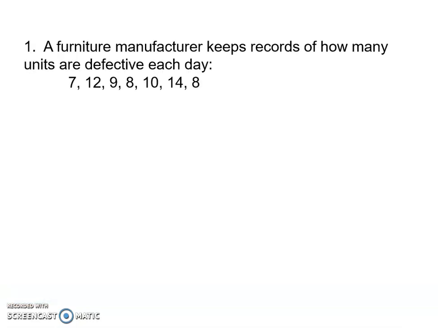Okay, so I wanted to do a video on the box and whiskers, how to create them, and then how to read them. So I've got a problem here with a small set of numbers. So we want to put them in order from small to large. So 7, 8, 8, 9, 10, 12, and 14.